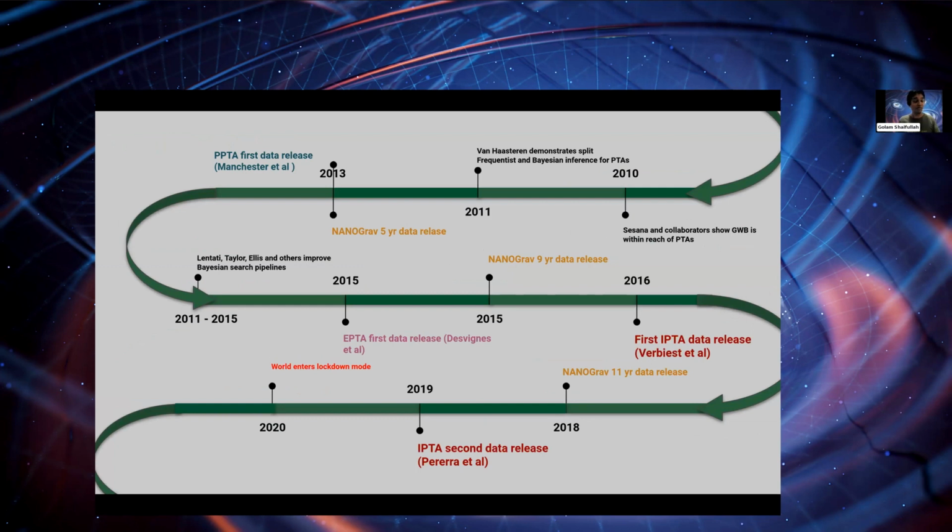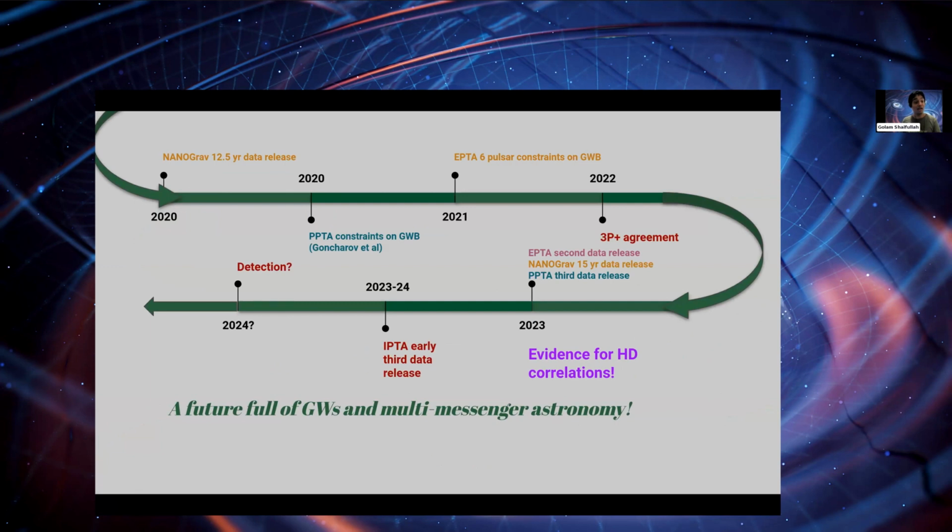The individual combinations from all of the PTAs, the emergence of the IPTA, and the emergence of the IPTA datasets, which I hope you were able to appreciate in the upper limits slide. And now we are at a place where we have evidence for HD correlations. The thing to look forward to is a future full of gravitational wave astronomy at the nanohertz, and hopefully, even more excitingly, a world which is full of multi-messenger astronomy.